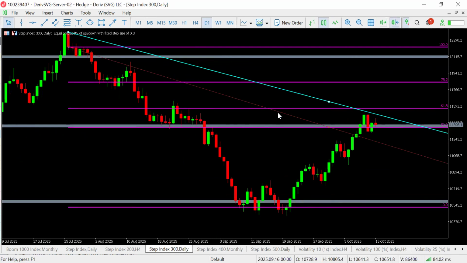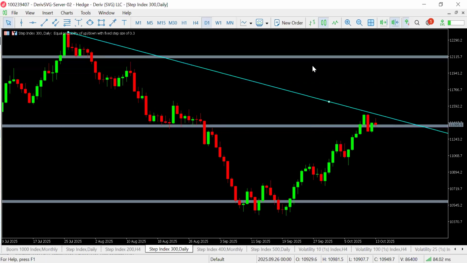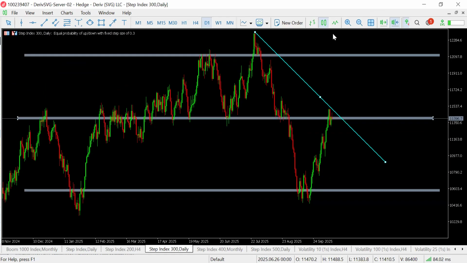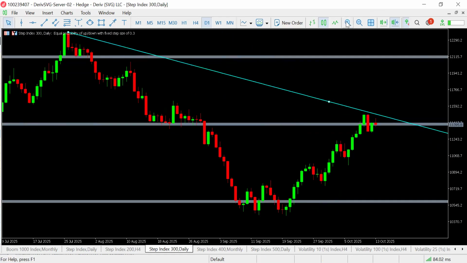I can take out this fib tool because it has served its purpose of telling me that price has gotten to a major retracement zone. I can take this out, and then we zoom in. Excuse me. So now on the daily time frame, price is clearly at a strong resistance zone. There are two things that can possibly happen here, and it's not just at a strong resistance zone.